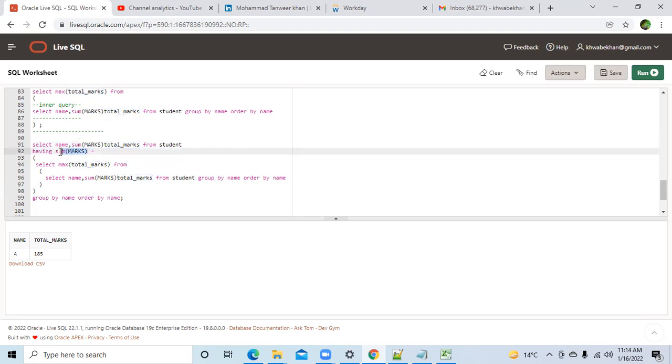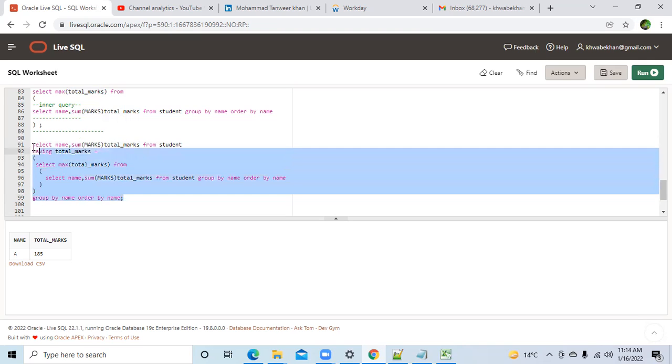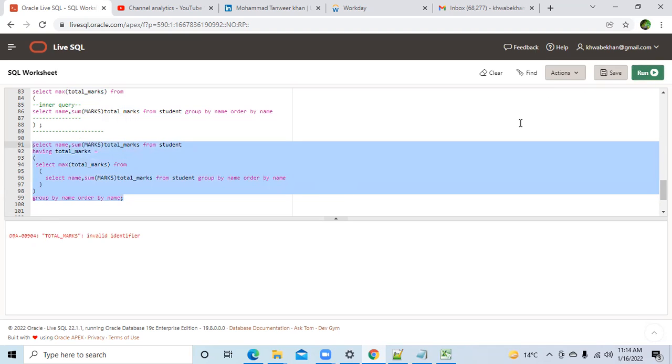So Akshay is asking: why are you using having sum of marks again here? Please write total marks instead, because you already told that sum of marks from now onwards will be known as total marks. If I execute this query, you will get an error message and I will tell you the reason. But first let me show you this. Total marks is an invalid identifier.